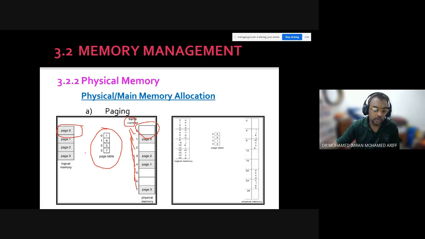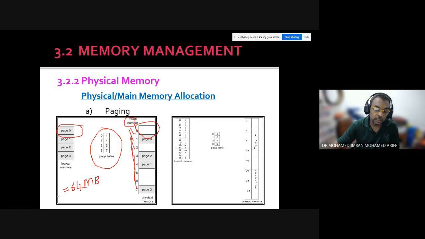All right. So let's say we have, kat sini ada berapa frame? 1, 2, 3, 4, 5, 6, 7, 8. Walaupun ada 8 frames, but frame number starts with 0. So your calculation will start, your numbering will start from 0 to 7. Let's say we have a total program size of 64 megabyte. Okay, and we have 8 frames.